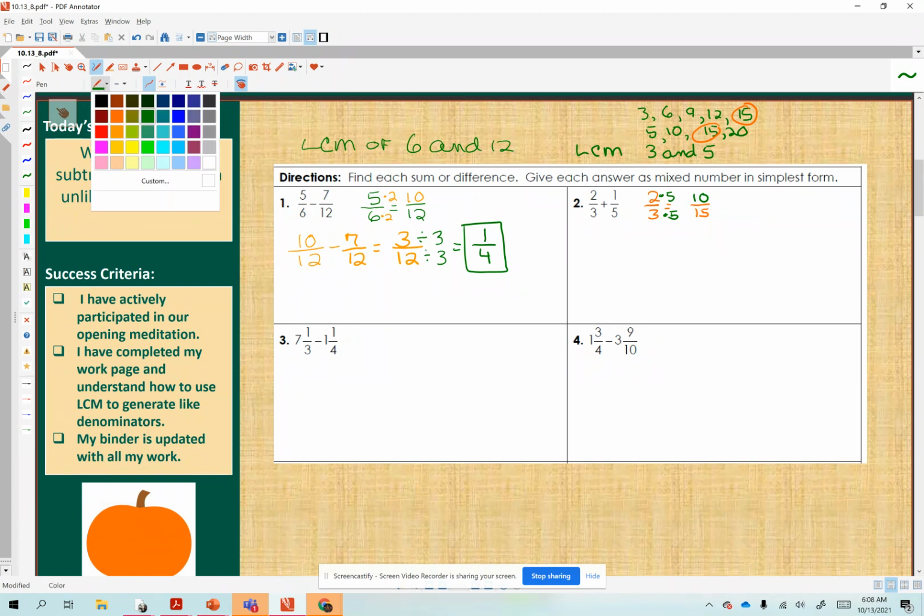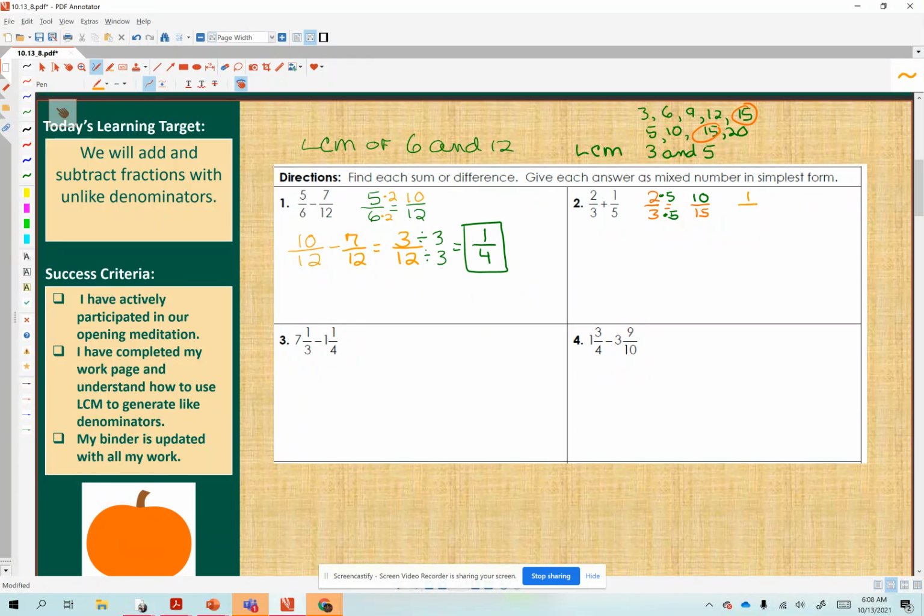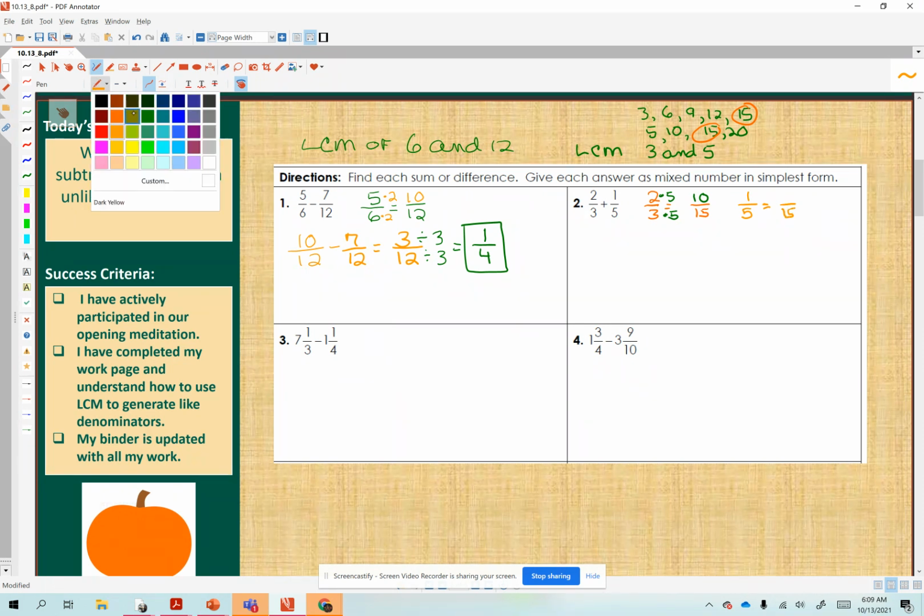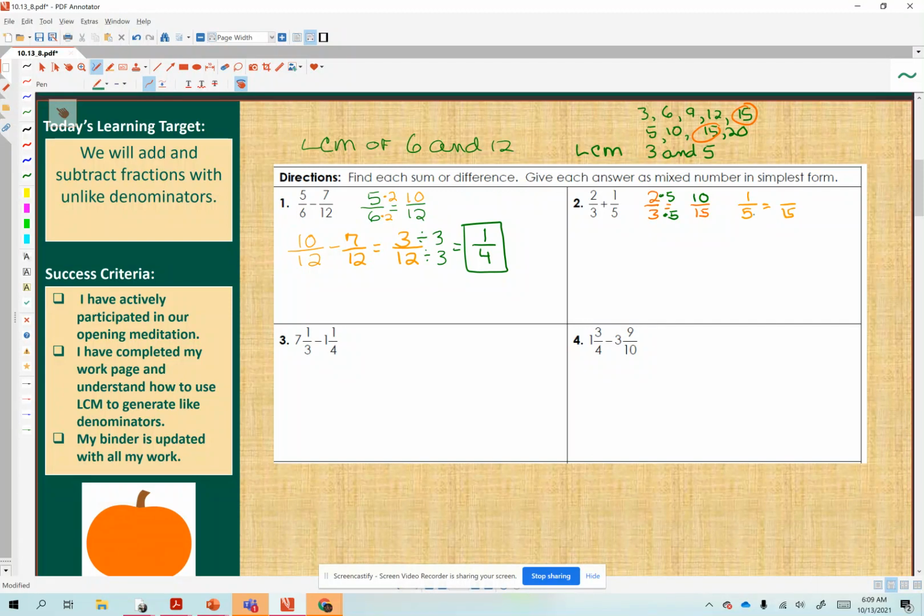Now, let's work with the 1/5 and convert that to a fraction with a denominator of 15. So let's set that up. And again, we ask the same question. What do I do to get from 5 to 15? And what I do is I multiply by 3. So whatever I do to the denominator, I will do to the numerator. 1 times 3 is 3. So 2/3 and 10/15 are equivalent fractions. 1/5 and 3/15 are equivalent fractions.